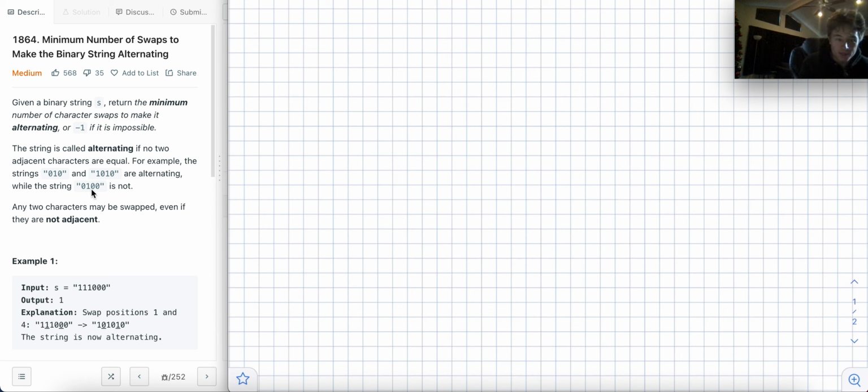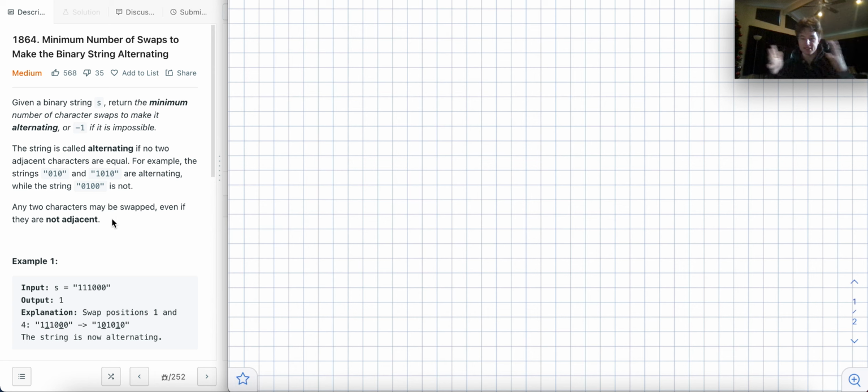While 0, 1, 0, 0 is not. Why? Because 0, 1 is alternating, 1, 0 is alternating, but 0, 0 is not alternating. You've got to go 0, 1, 0, 1, 0, 1, 0. You can't go 0, 0, 0, 0, 1, or 1, 1, 1, 0. It has to go 0, 1, 0, 1, 0, 1, 0, 1, or 1, 0, 1, 0, 1, 0, 1, 0. Any two characters may be swapped even if they're not adjacent.